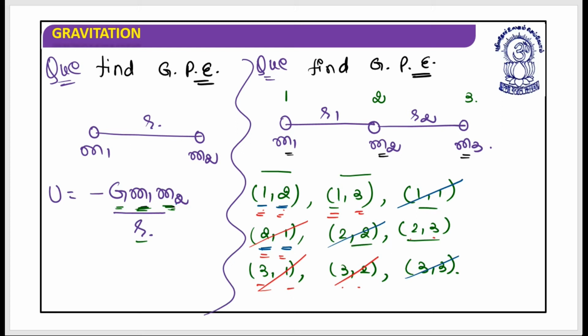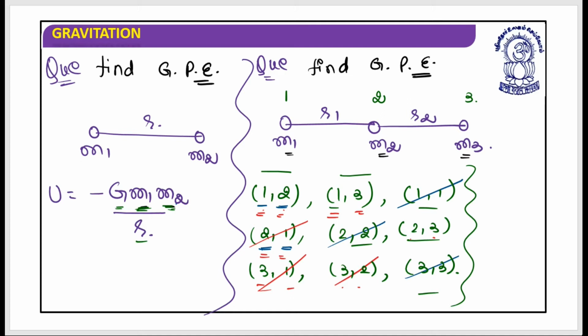The pairs 1-1, 2-2, and 3-3 have been removed. Why? Because an object cannot have a potential energy with itself, and the remaining duplicate pairs have been cancelled. Why? Because they would create a duplication of pairs. I hope this is clear.